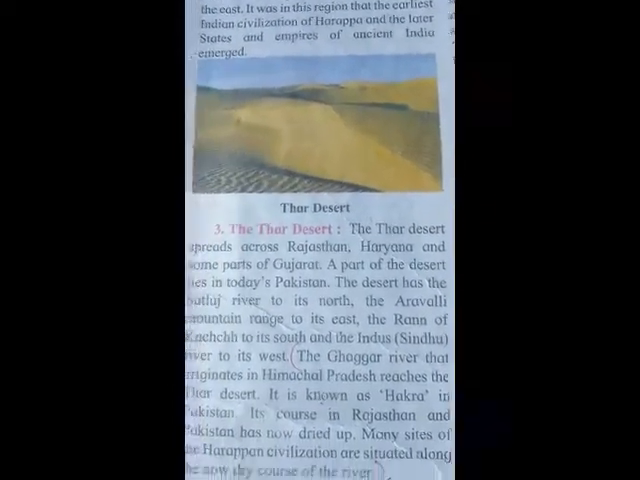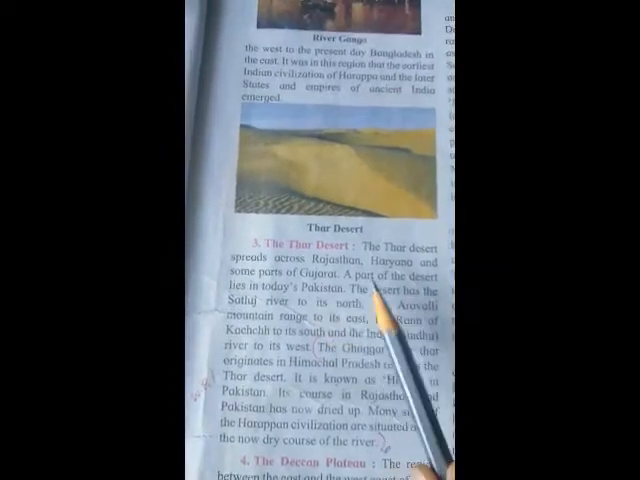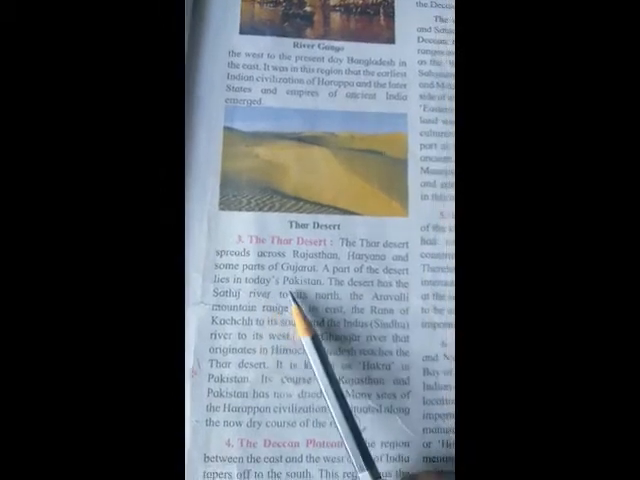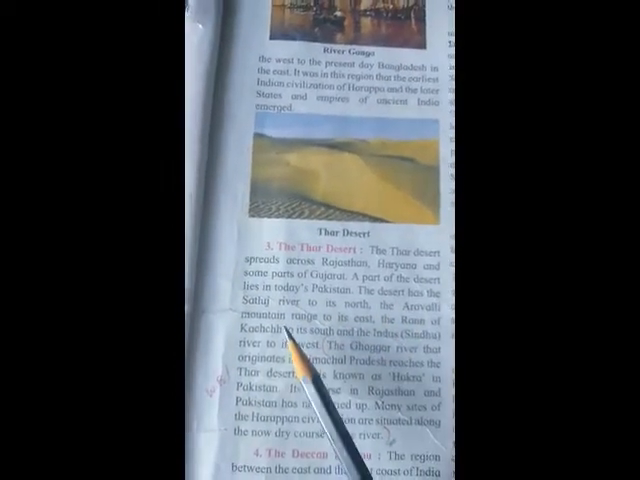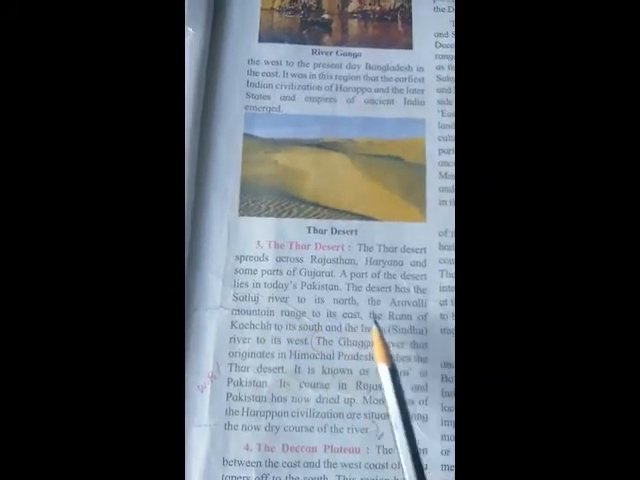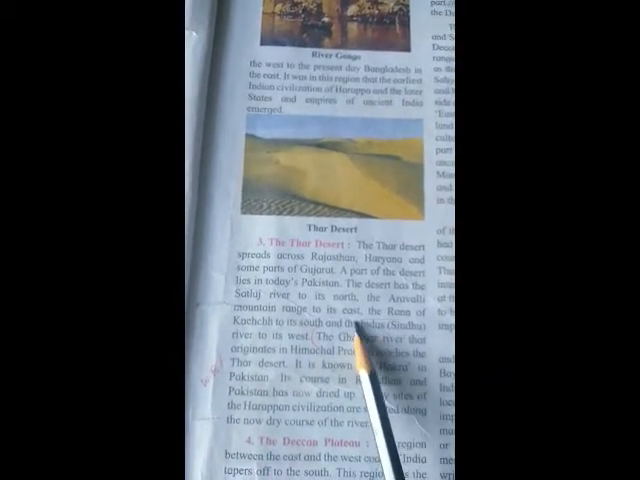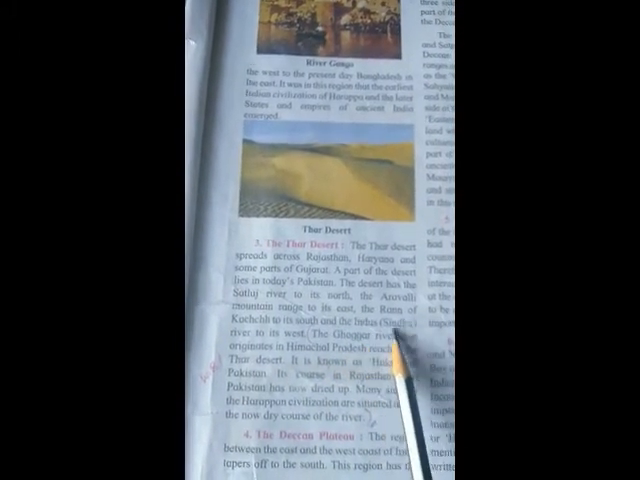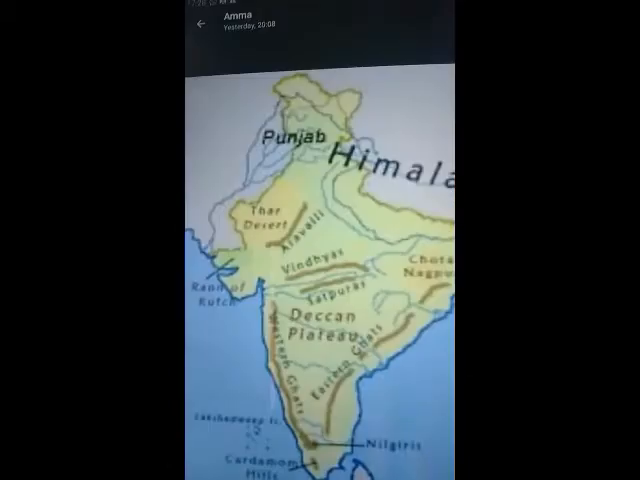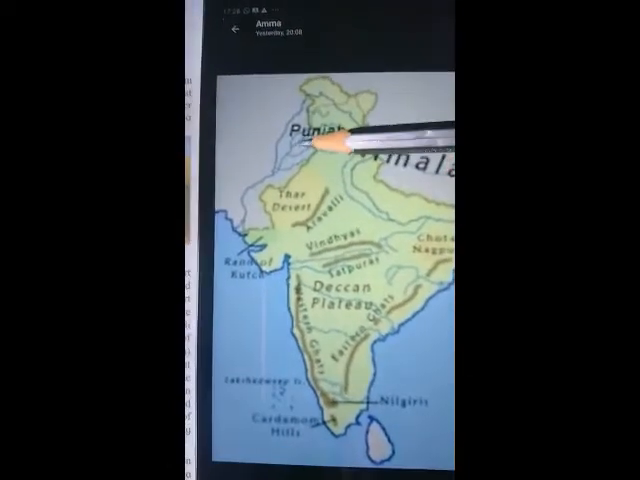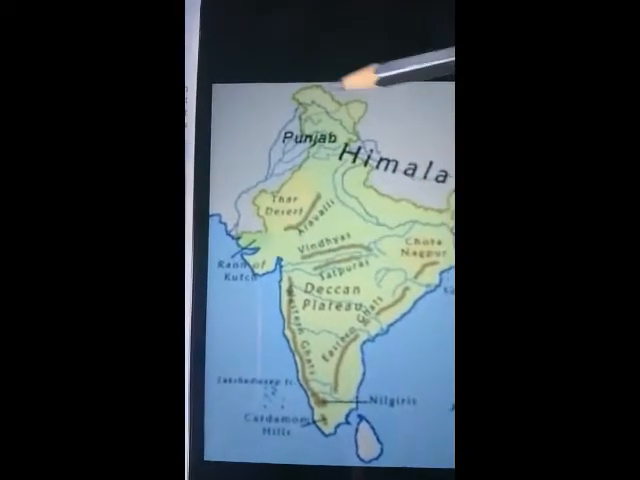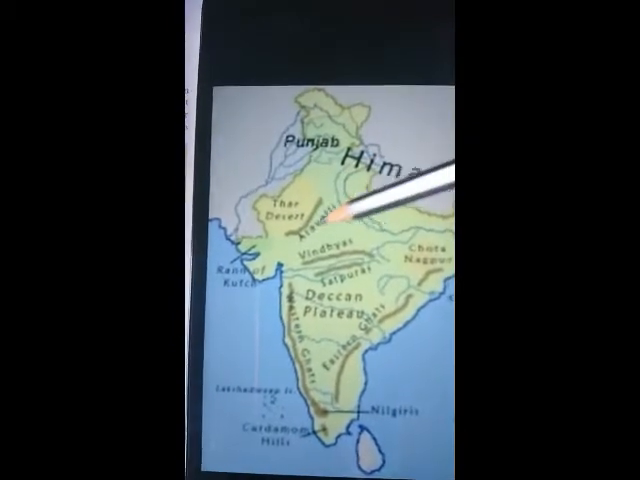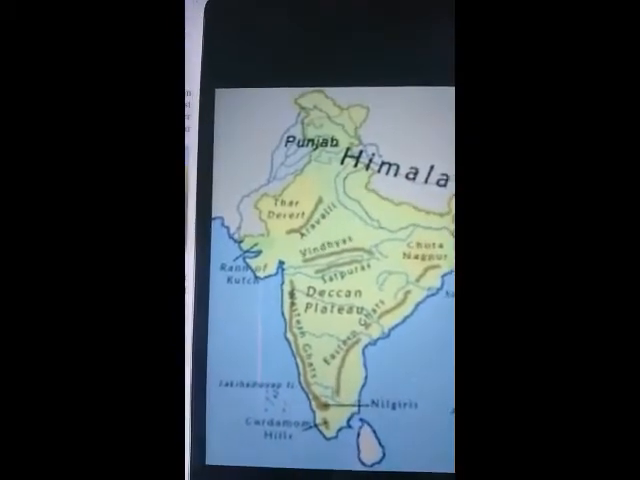After that, the Thar Desert. The Thar Desert spreads across Rajasthan, Haryana, and some parts of Gujarat. A part of the desert lies in today's Pakistan. The desert has the Satluj River to its north, the Aravalli mountain range to its east, the Rann of Kutch to its south, and the Indus, means Sindhu River, to its west. In this map, we can see the Rann of Kutch, and here the Thar Desert. Here it is Pakistan. This is the Thar Desert, and here the Aravalli Mountains.